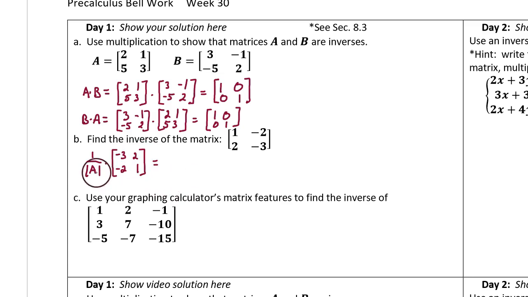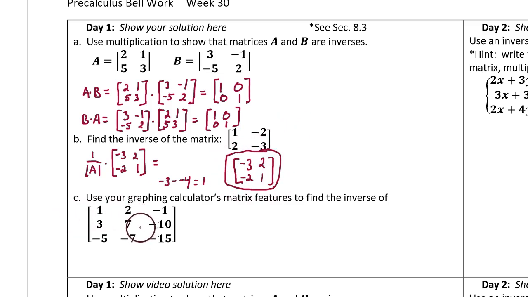Now, what is the determinant of the matrix? 1 times negative 3 is negative 3. And then subtract, and then this diagonal is negative 4. And negative 3 subtract negative 4 is positive 1. So this is 1 over 1 times this matrix, and that's just going to create those same 4 numbers. So here is the inverse matrix.